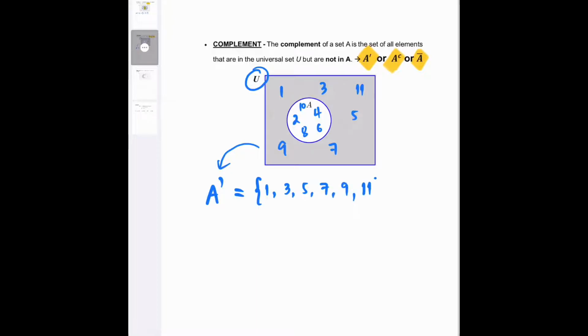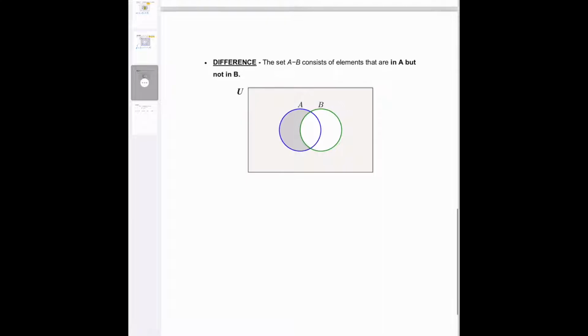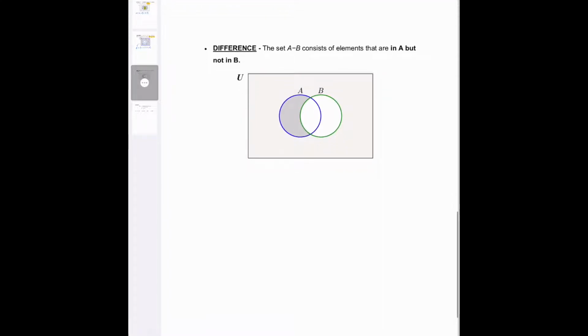Next and last operation, we have difference. The set A minus B consists of elements that are in A but not in B. So if you look at the shaded area right here, this is where we can find the elements that belong to a set of A minus B.